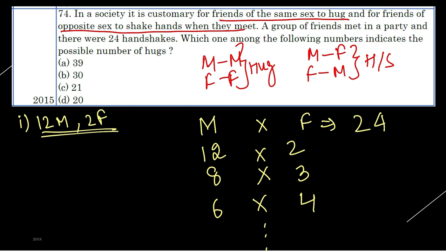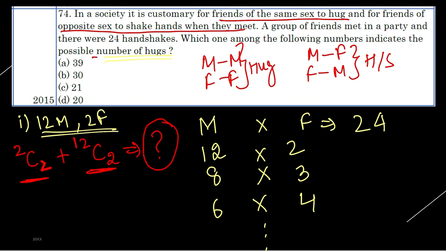Now how many hugs are possible? When a hug is done between two females, we are selecting 2 females out of 2 females, that is the number of hugs that could happen between females, plus 12 males, and 2 males are selected out of 12 males. So that is the number of hugs that could happen between males, and this is the number of hugs that could happen between females. Whatever answer you get, you check, is it one of these? If not, then 12 males and 2 females is not the answer.